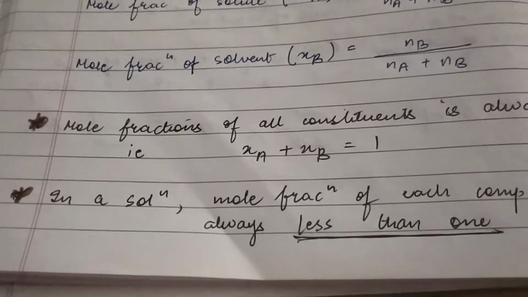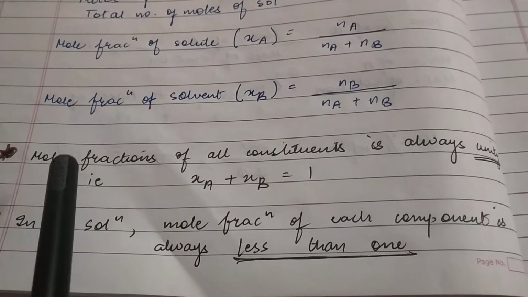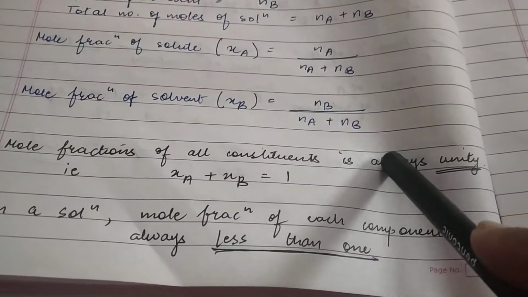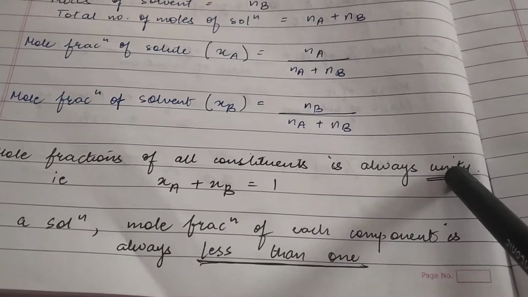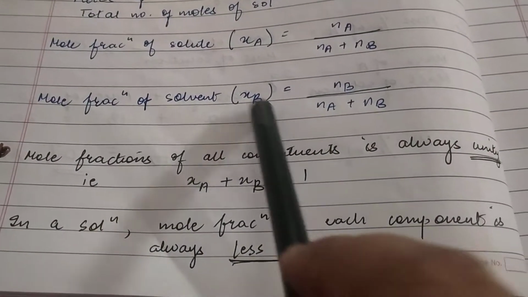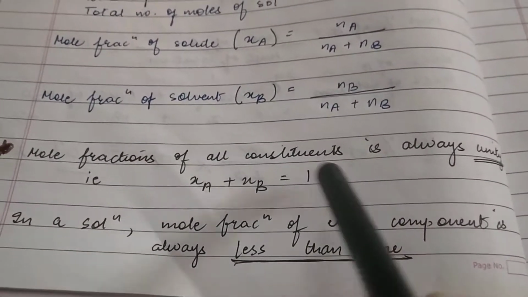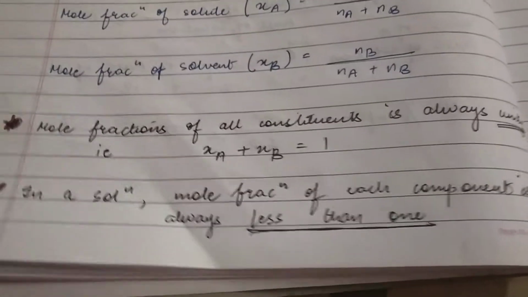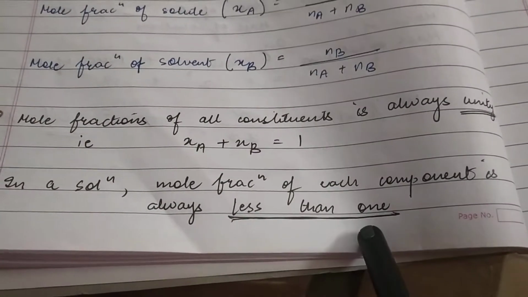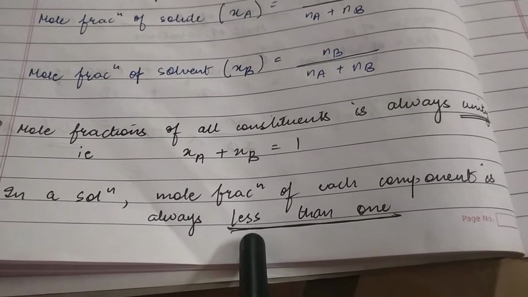Here I list two very important points. Please pay attention. Mole fraction of all the constituents in a given solution always adds up to unity. If we add the mole fractions of all the constituents, here there were two constituents, Xa plus Xb, it will always be equal to 1. Therefore, we can also say that in a solution, the mole fraction of each component is always less than 1.